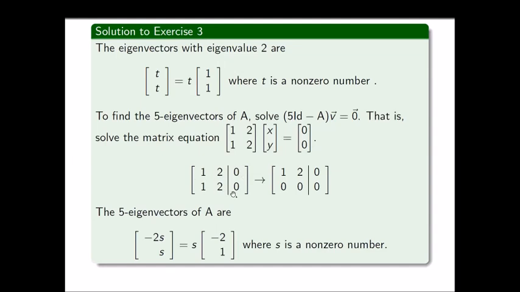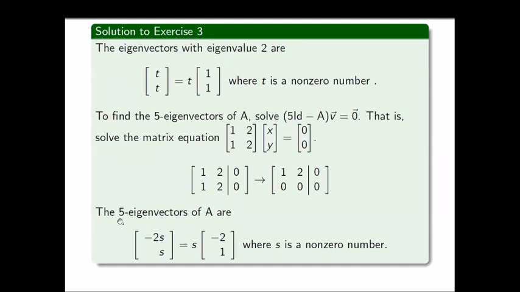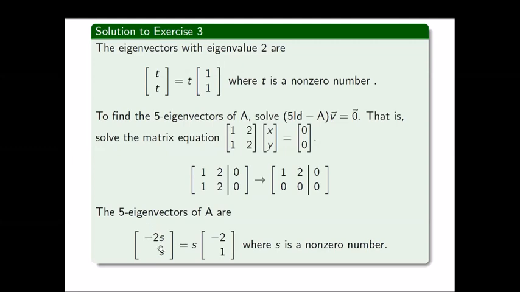We see that both the rows are exactly the same, so we can just subtract the first row from the second. And now the first row just corresponds to x plus 2y equal to 0 in the linear equation form. So therefore, there are going to be more than one solution to this, and the eigenvectors of A for 5 are going to be of the form (minus 2s, s), where s is a non-zero number. So we took y to be a parameter s, and that gave us that x is minus 2s.